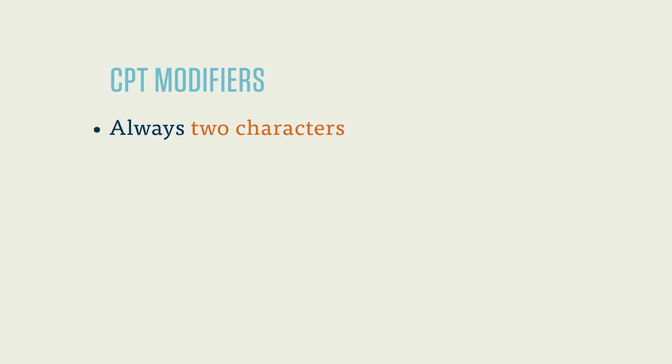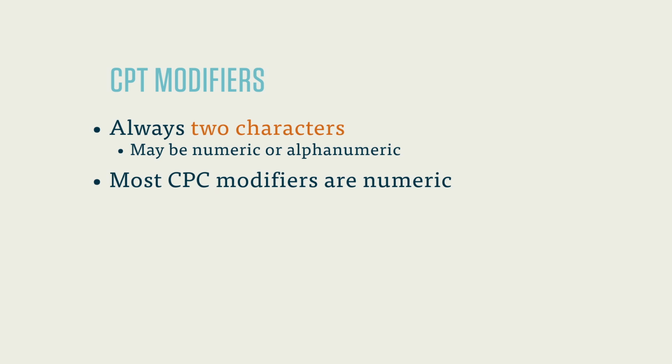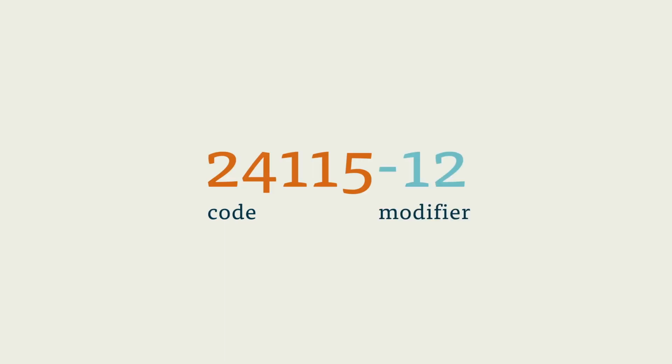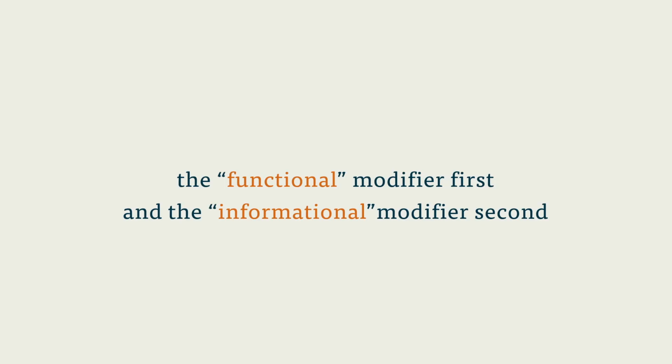CPT modifiers are always two characters and may be numeric or alphanumeric. Most of the CPT modifiers you'll see are numeric, but there are a few alphanumeric anesthesia modifiers that we'll see towards the end of this course. CPT modifiers are added to the end of a CPT code with a hyphen. In the case of more than one modifier, you code the functional modifier first and then the informational modifier second.